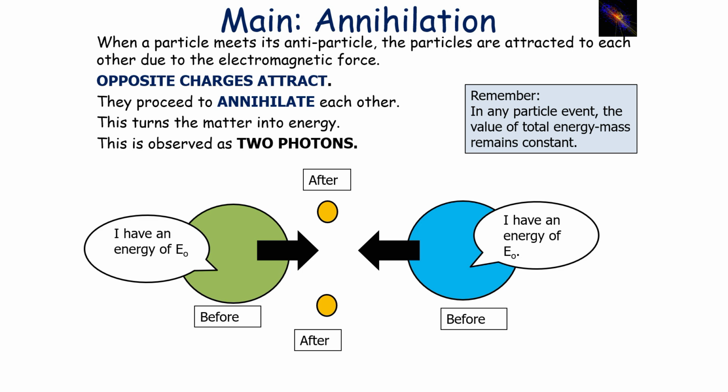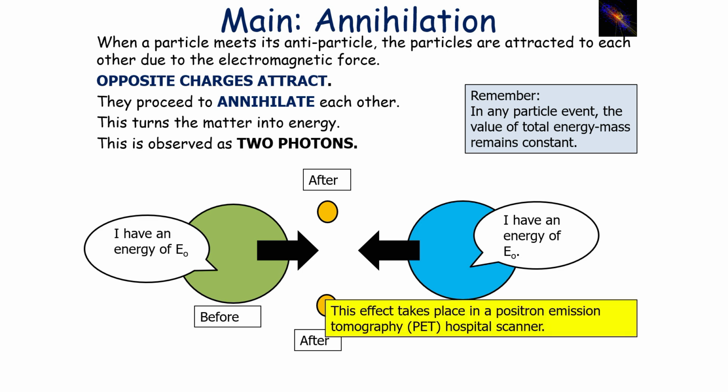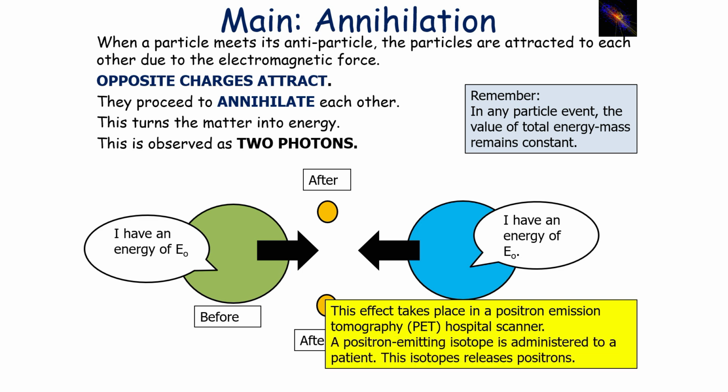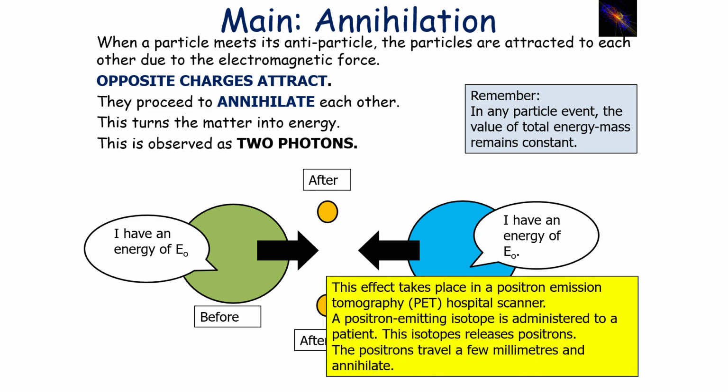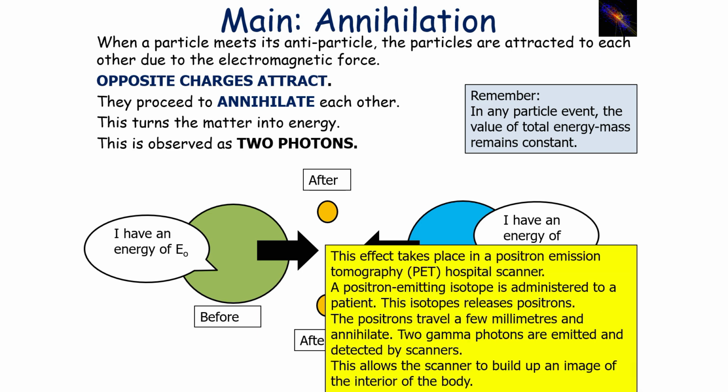Now we can actually observe this event, by the way, in a positron emission tomography hospital scanner, a PET scanner. So a positron emitting isotope is administered to the patient, so this isotope releases positrons. The positrons travel a few millimeters and then annihilate. The two gamma photons are emitted and detected by the scanners, and this allows the scanner to build up an interior image of the body.